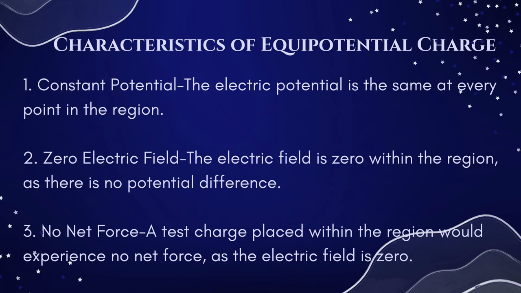Number two, zero electric field. The electric field is zero within the region, as there is no potential difference. This means that the electric field intensity at the location is zero. Several scenarios can lead to zero electric fields. The third one is no net force. A test charge within a region would experience no net force, as the electric field is zero. In the context of electric fields, this implies that the sum of the individual forces acting on a charged particle due to the electric field or gravity, etc.